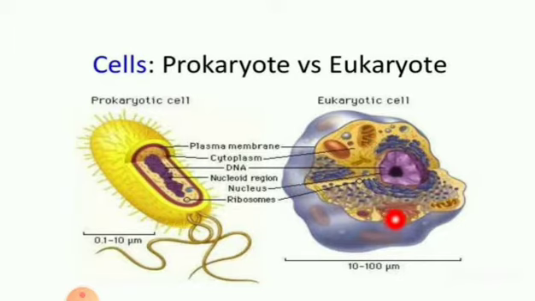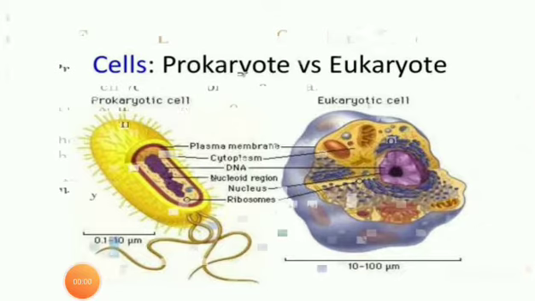In the cell of amoeba, animals and plants, a well-defined nucleus covered by membrane is seen. This type of organism is called eukaryotes. Do you understand, children? See the picture. Eukaryotes have a nucleus, but prokaryotes do not have a nucleus. This is the one and only difference between prokaryotes and eukaryotes.